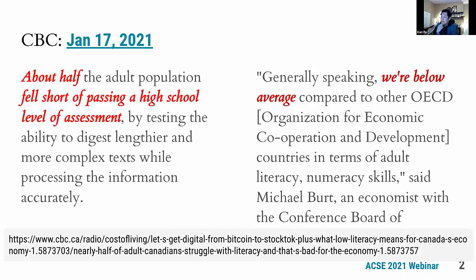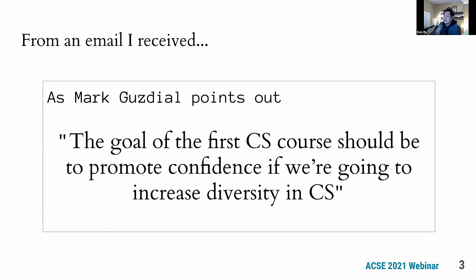But anyways, I think things need to improve because about 2 weeks ago CBC had an article. When I was reading this, I wasn't quite sure how valid it is, but it talks about half of the adult population falling short of passing a high school level assessment, and we're below average compared to other OECD countries, right? And this is Canada, which is something that we should probably do something about.